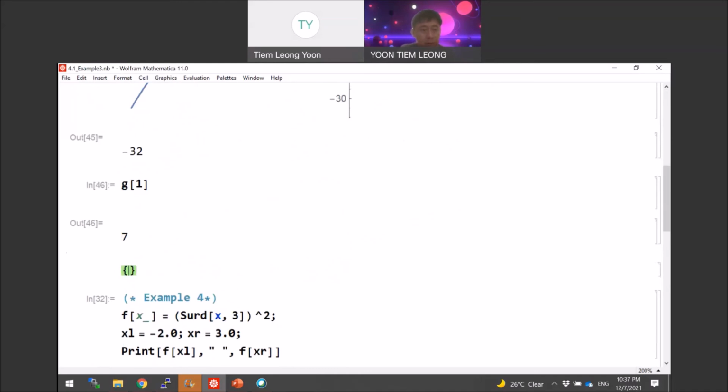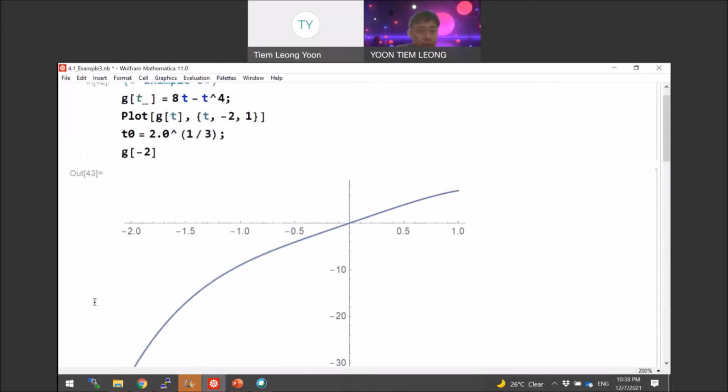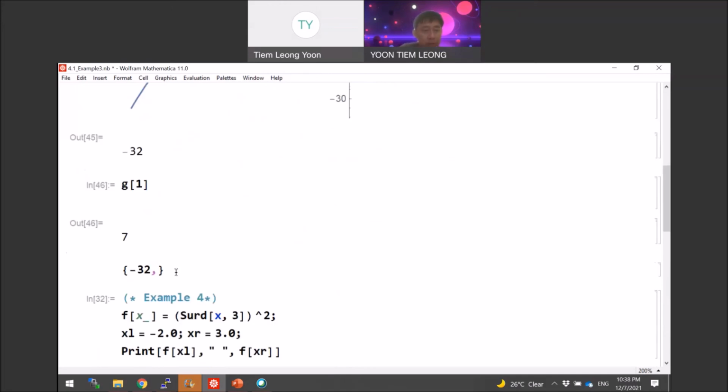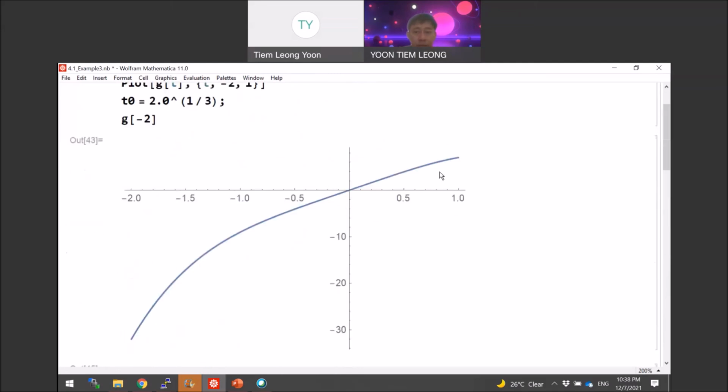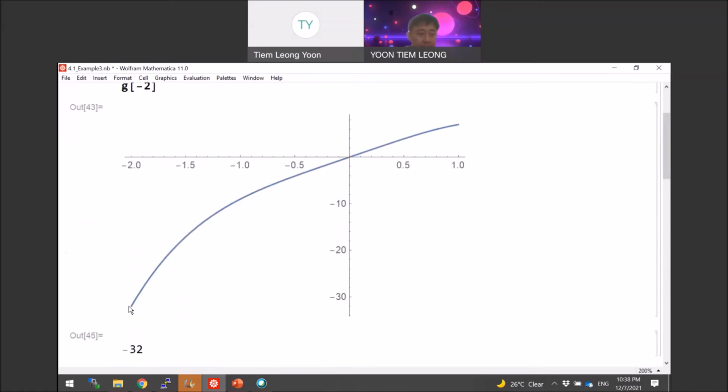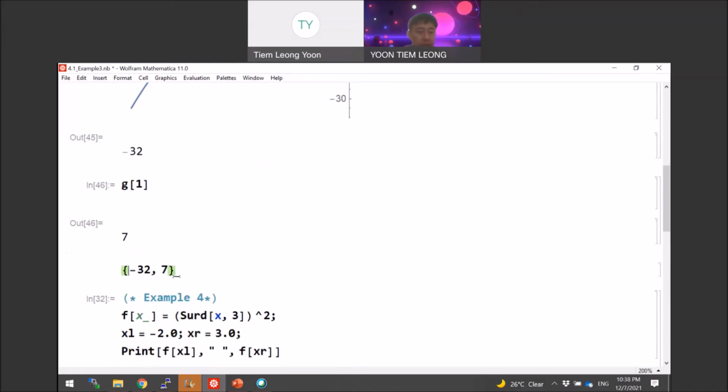You have a collection of two numbers: 32, which is the value of the function when x equals the left-hand value of -2, and 7, which is the value of the function when x equals 1. So this is the collection of the values of the function evaluated at the left-hand endpoint and the right-hand endpoint.